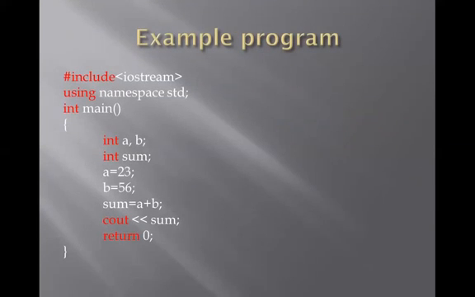So let's look at this example program. This is a basic program, pretty basic. Just declaring two variables named a and b, which are of data type int. We are also declaring a sum variable, also type int. We are giving value 23 to a, 56 to b, and we are saying that sum is going to be a plus b, and we print sum on the screen, return 0 because it's a successful compilation of the program, and the program runs successfully.